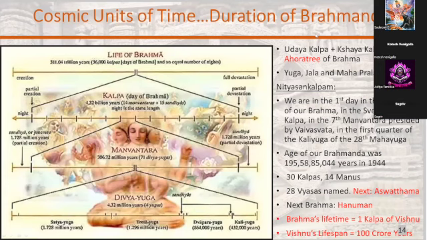Vaivasvata had to take charge of a Manvantara, and so the Matsya Avatara had to bring the earth, the Bhugola, back, so that Sruti could start again. So Matsya Avatara is the first one, and that is in the very first Mahayuga of this Manvantara.